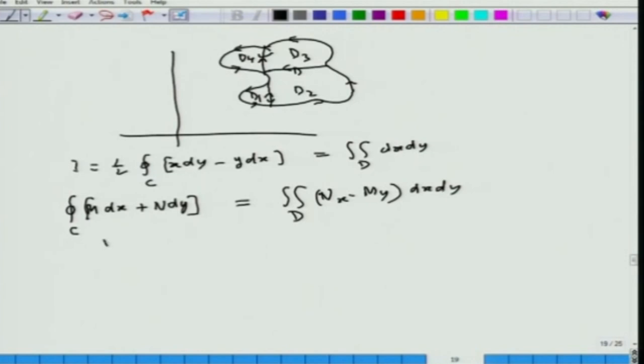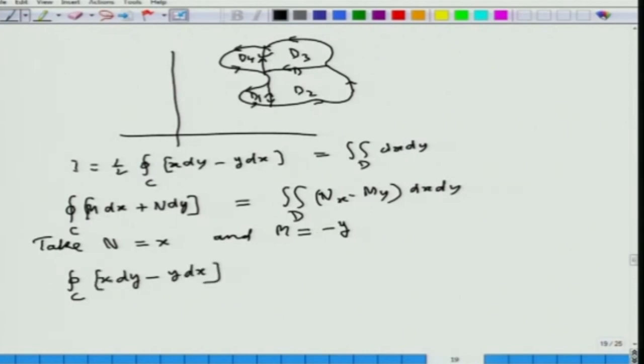So, here we can take N equal to x, and M equal to minus y. Then we see that the right hand side or left hand side reduces to x dy minus y dx, so N is x.